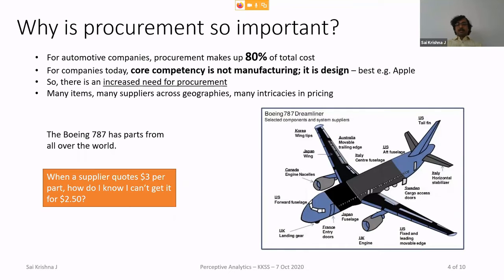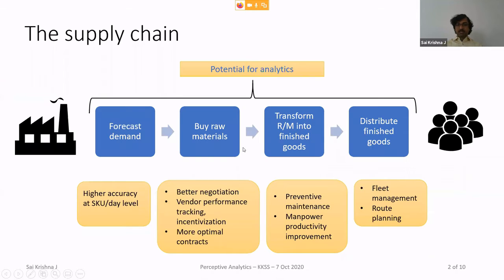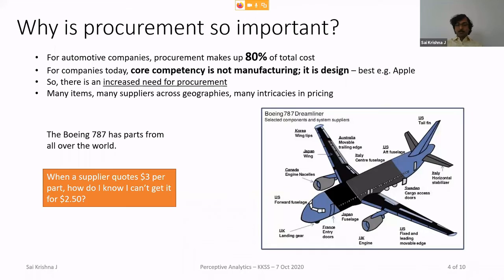Before starting on any project, it's always important to understand why we are doing that particular project. How is that project or that particular business activity important to that company? Now, I told you this is related to the second stage of the supply chain, where we are procuring raw materials from vendors or suppliers. Now, why is this procurement so important?